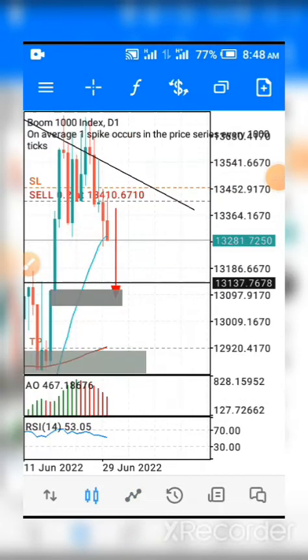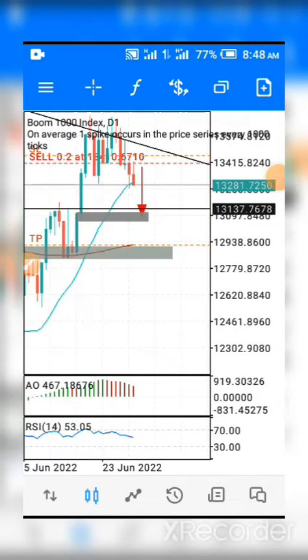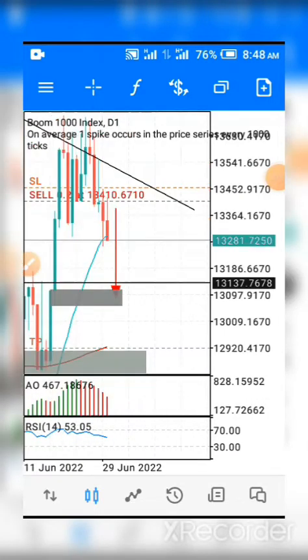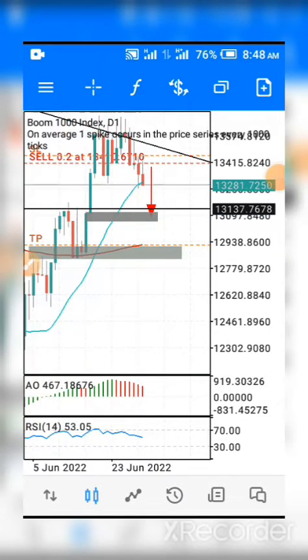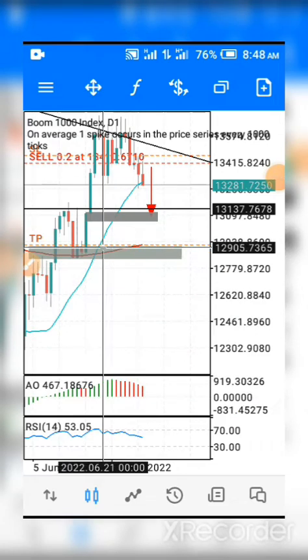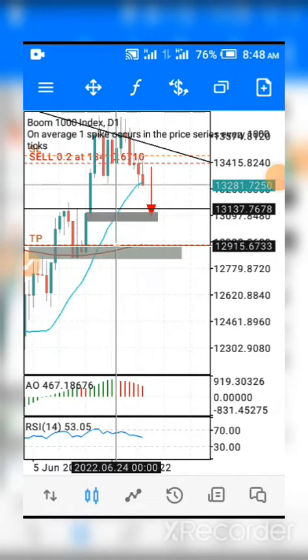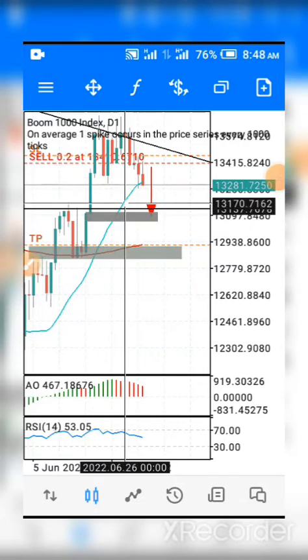So that is it. An update: I analyzed again, and I saw that the market might not be able to reach this possibility of my TP. So I'm going to move my TP from here to this level.